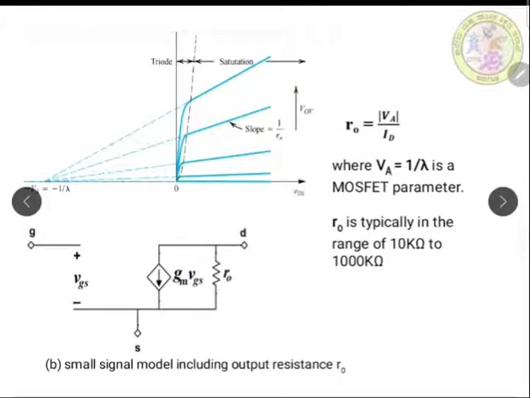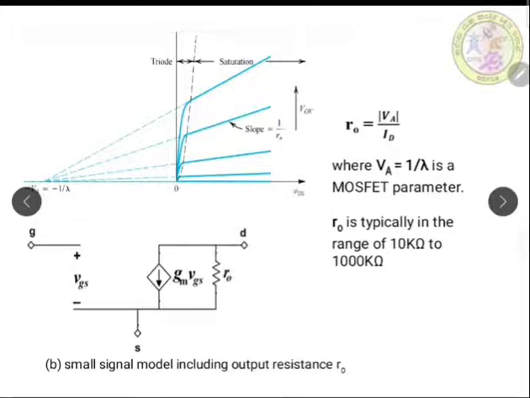Now we will try to include the saturation region conditions also. For example, here you can see a graphical representation which shows the curves, the relationship between ID and VDS in the saturation region. In the saturation region we can see that the curves have the slope 1 by R0. It means that there is a finite resistance associated with the saturation region.